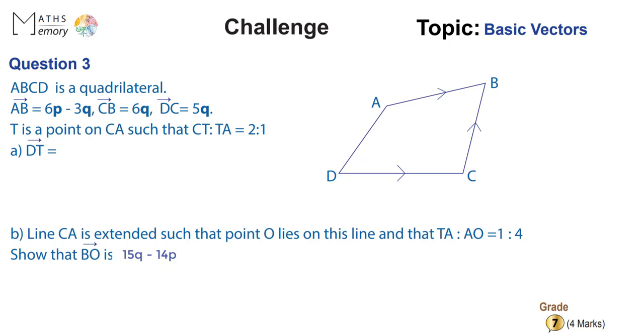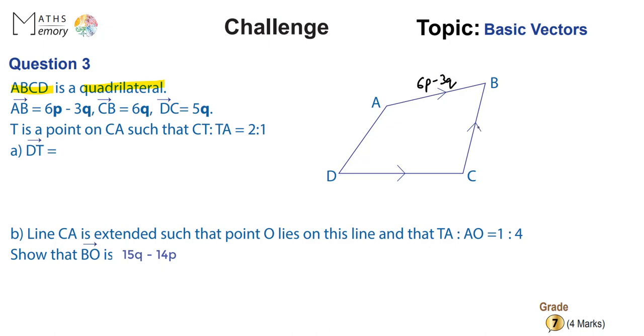Now, ABCD is a quadrilateral, okay? So it's not telling you what kind of quadrilateral. It doesn't even have any parallel sides, but it's just saying a quadrilateral. AB equals 6P minus 3Q. All right, so it doesn't give us any vectors. Let's write this down. In fact, AB is 6P minus 3Q.